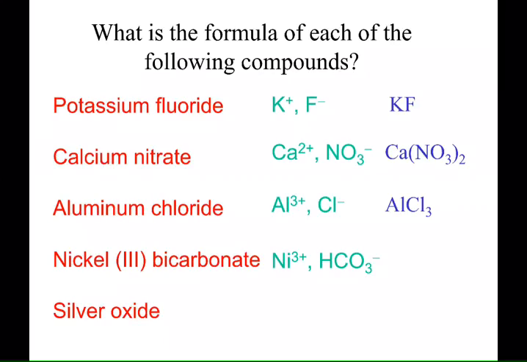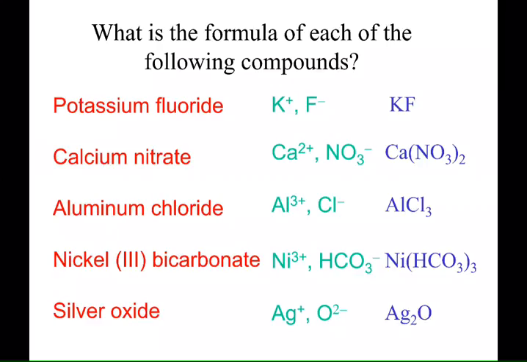Okay, so now on all of these formulas, notice I have not written the charges at all. You do not write the charges after you crisscross. So we crisscross, we need 1 nickel and we need 3 HCO3s. So we're going to put HCO3 in parentheses, and then outside of that put another 3. Silver oxide, now silver always forms a what charge? Silver is always a +1, and oxygen is a -2. So we have an Ag+1, O2-. If we crisscross, we have an Ag2O.